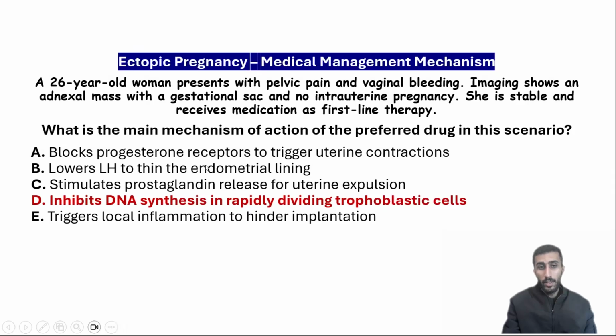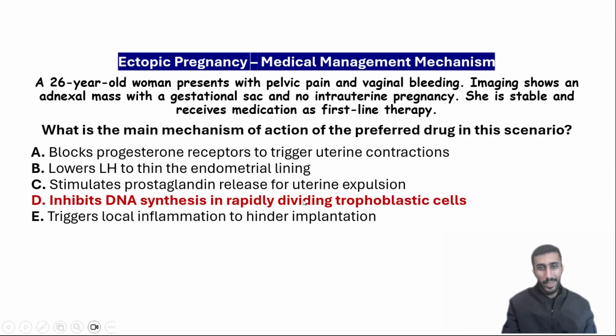B, which is the lowering of LH to thin the endometrial lining. This is the progestin, and how it works to inhibit ovulation. When you give progestin as a contraceptive, it makes a feedback effect and decreases LH, and the decrease in LH decreases ovulation, and it also thins the endometrial lining. It has two effects: it contributes to the thinning of the endometrial lining, and at the same time it causes feedback and decreases LH, thereby decreasing ovulation. This is how it is used as a contraceptive agent.